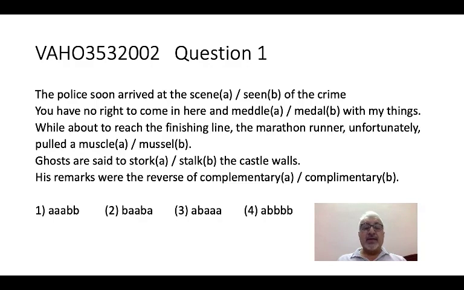All right. Next, fourth one is talking about ghosts. Now, ghosts are said to A or B the castle walls. What do you think should be the answer? The answer is A, of course, as you already know the answer. So, should be B, because A means a water bird. It's a bird, a water bird with long legs, and we can't talk about ghosts are said to stalk the castle walls. The B word is the right answer.